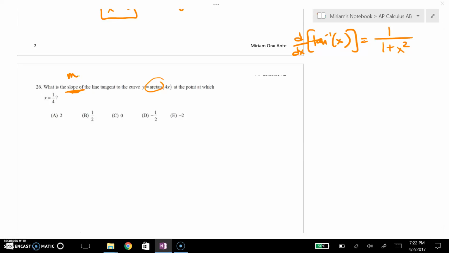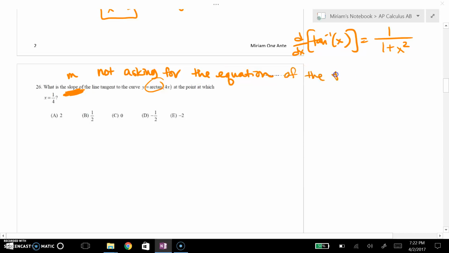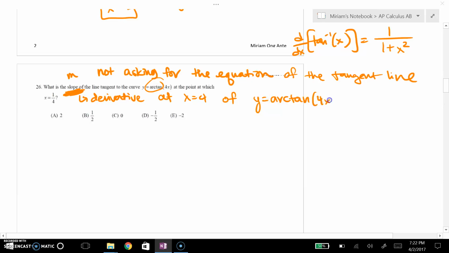I underline slope here because, if you notice, they're not asking for the equation of the tangent line. They're just asking for the slope. So we need to get the slope, which is the derivative at x equals 1/4 of y equals arctan of 4x. So let's get the derivative of arctan. First, arctan is the same as tangent inverse of 4x. So let's get to work.